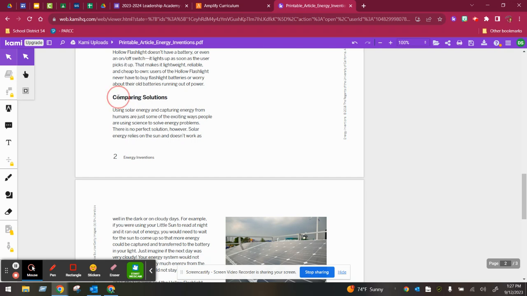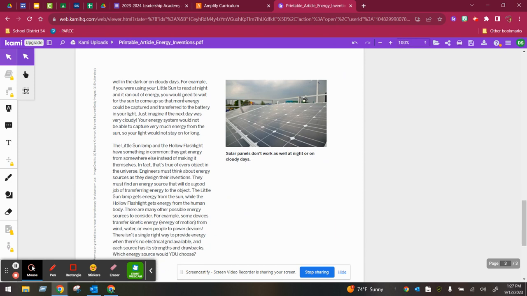Next section, comparing solutions. Using solar energy and capturing energy from humans are just some of the exciting ways people are using science to solve energy problems. There is no perfect solution, however. Solar energy relies on the sun and doesn't work as well in the dark or on cloudy days.